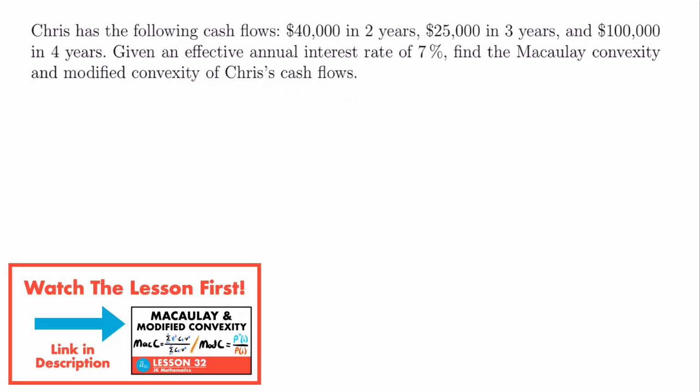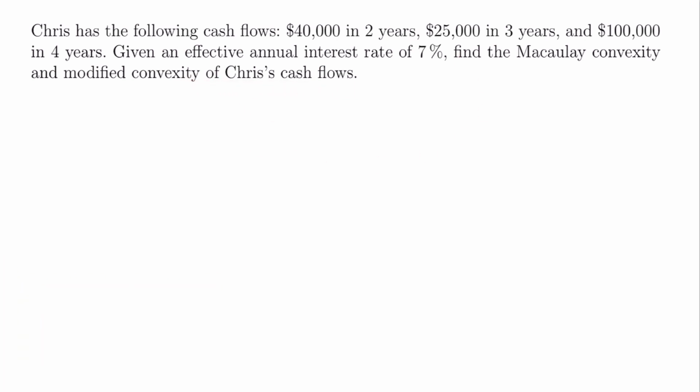All right, so this is the most basic type of problem that you will see when you want to calculate Macaulay or modified convexity. We are given a series of cash flows for a particular account, in this case Chris's account, and we want to find the Macaulay convexity and modified convexity for those cash flows. And so the first thing that we should do here to organize the information that we've been given is draw a timeline and label where these different cash flows are taking place.